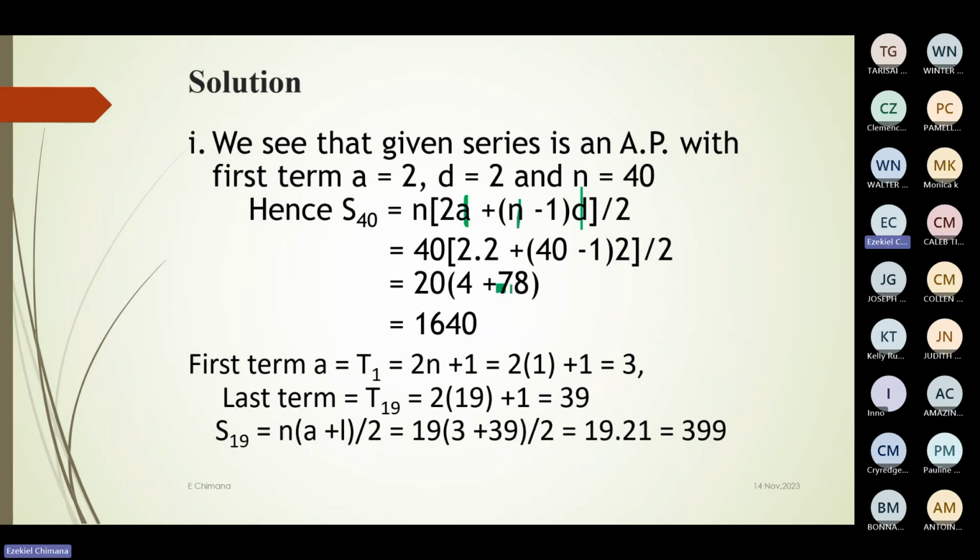maybe something like this, and then 20 times 4. In other words, we have divided this 2 into 40, and then you get this 20, and this one gets 78. If you multiply 39 by 2, you get 78, and then 84 there, and then you multiply it by 20. That's how you get this. So this is the summation of the first 40 terms of this arithmetic progression.